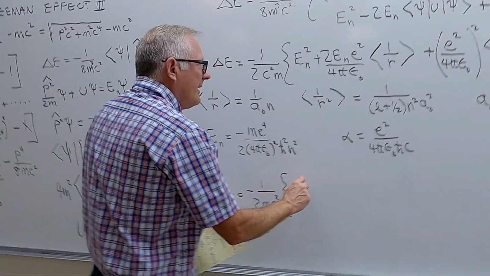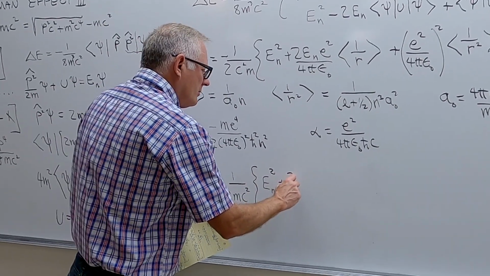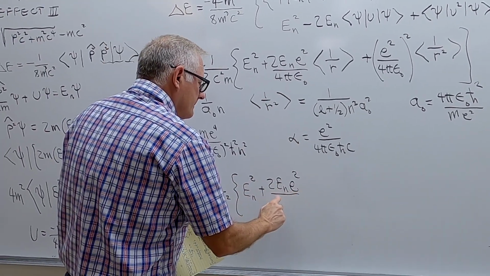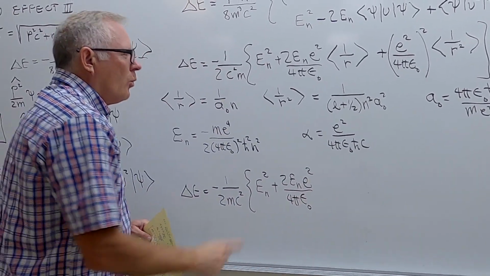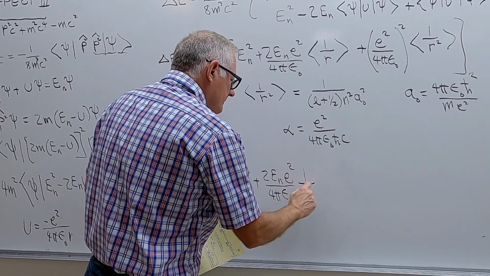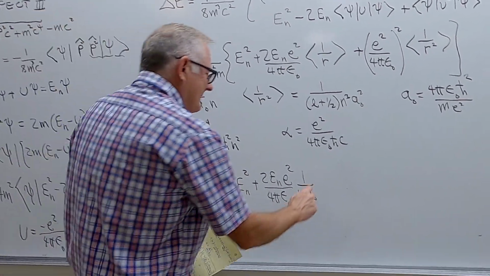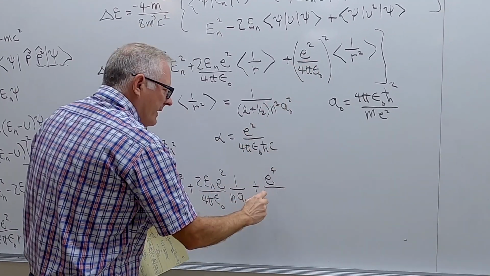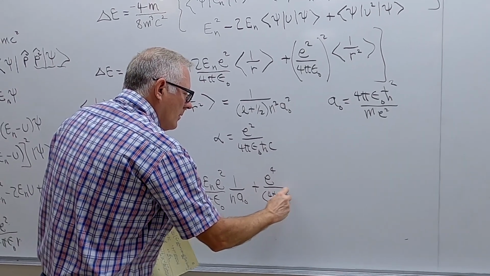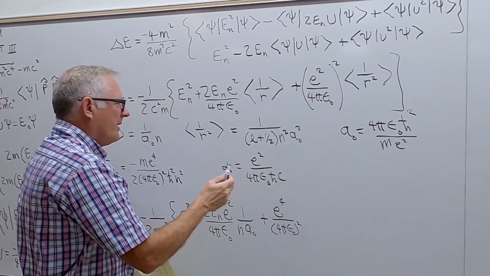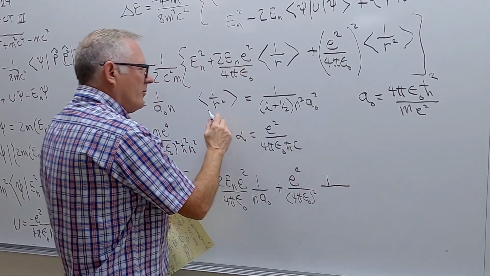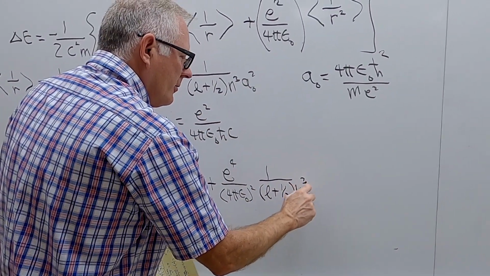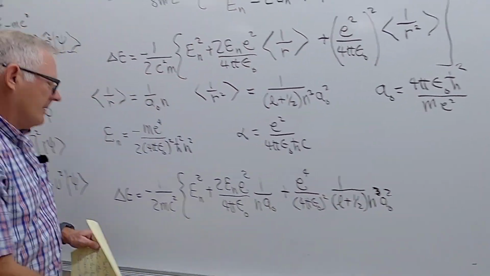Well, okay, we'll do it in the next step. E n squared plus 2 E n e squared all over 4 pi epsilon naught times 1 over r, which is this, 1 over n a naught, plus e to the fourth all over 4 pi epsilon naught squared times 1 over r squared, which is this term, 1 all over l plus a half n cubed a naught squared. Close off.